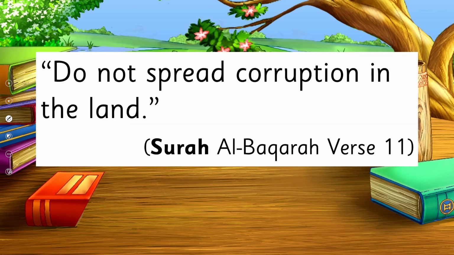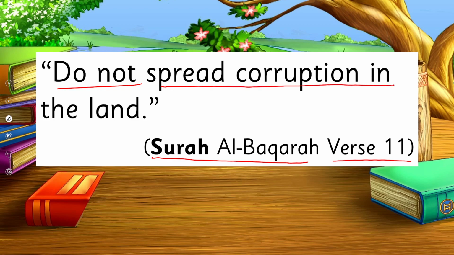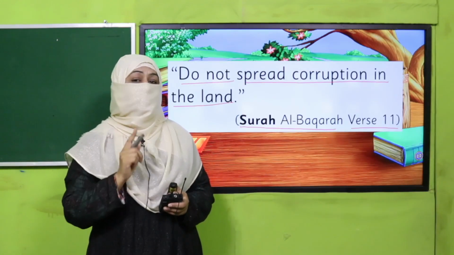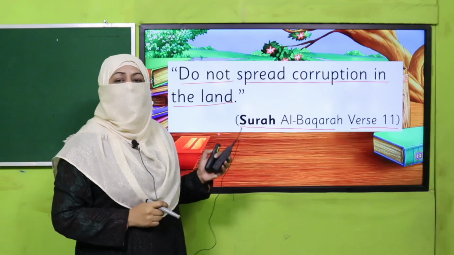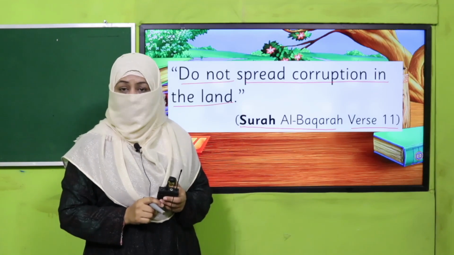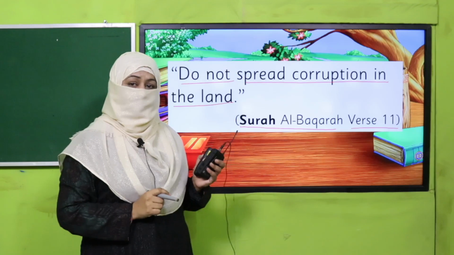Let's start with the name of Allah subhanahu wa ta'ala. Allah mentions in the Quran, Surah Al-Baqarah, verse 11, do not spread corruption in the land. Yes, my dear students, as we discussed yesterday, Allah subhanahu wa ta'ala is stopping us from making our land dirty. So to keep our environment, our earth, safe is a command of Allah subhanahu wa ta'ala.